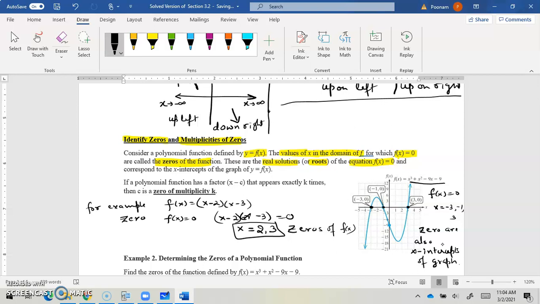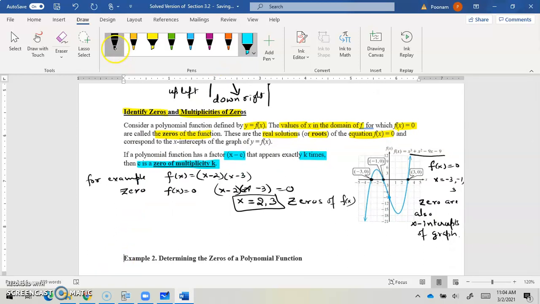The next topic is multiplicity. If a polynomial function has a factor x minus c that appears exactly k number of times, we call c a zero of multiplicity k. For example, in this question, 2 and 3 are zeros of multiplicity 1 because their factor only comes once.